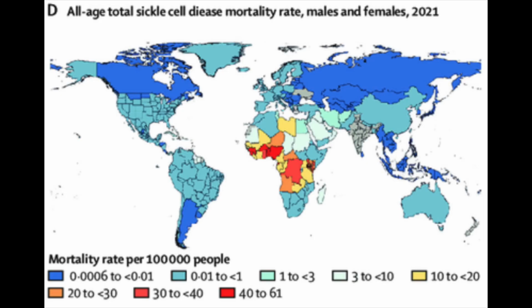This chart depicts the mortality rates of sickle cell disease. As we can see, it is most concentrated in sub-Saharan Africa near DRC and the equator, with mortality rates as high as 40 to 61 people per every 100,000. Medications like hydroxyurea are useful for treatment.